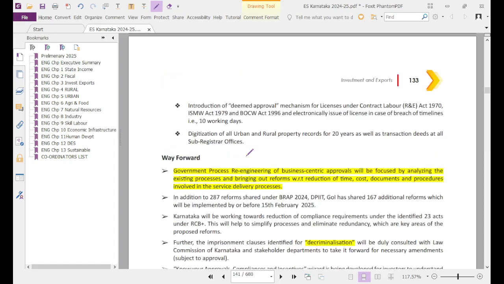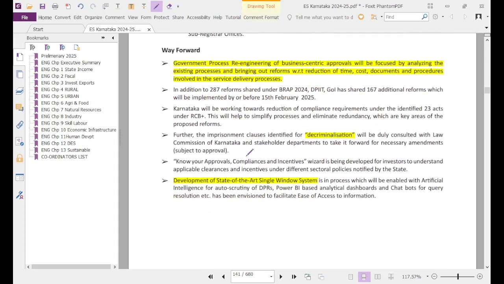Towards the end of every chapter, you will have forward writing like this. You can pick up some sentences directly from there. Governance process reengineering of business-centric approvals will be focused on by analyzing the existing processes and bringing out reforms such as reduction of time, cost, documents, procedures involved in the service delivery processes. This is with respect to ease of doing business. Yeah. Then there are other things that are there: development of state-of-the-art single window clearing systems.